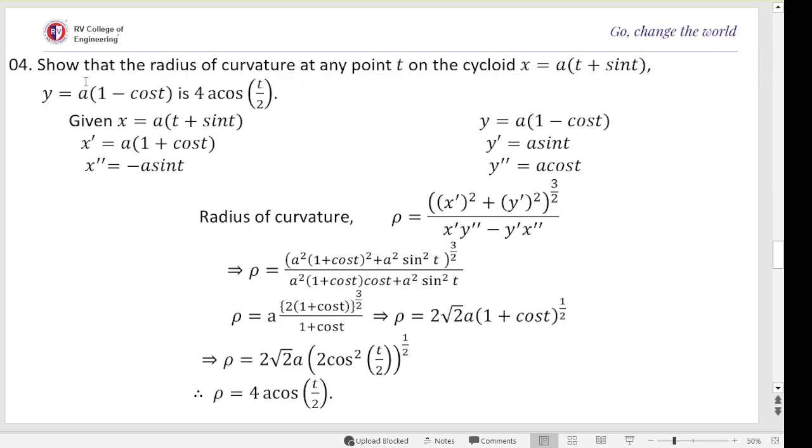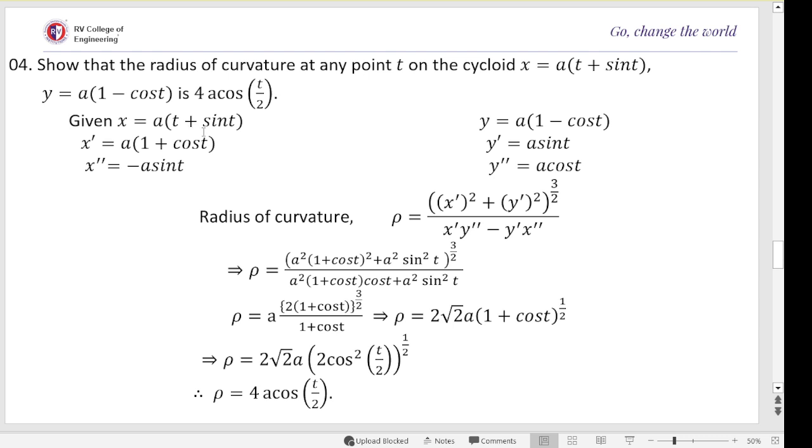Coming to the next problem: show that the radius of curvature at any point t on the cycloid x equal to a into t plus sin t, y equal to a into 1 minus cos t, is 4a cos t by 2. So here the curve is in parametric form. So we know that the radius of curvature formula in parametric form is x dash square plus y dash square, power 3 by 2, divided by x dash y double dash minus y dash x double dash. So you need to find x dash, y dash, x double dash, y double dash.